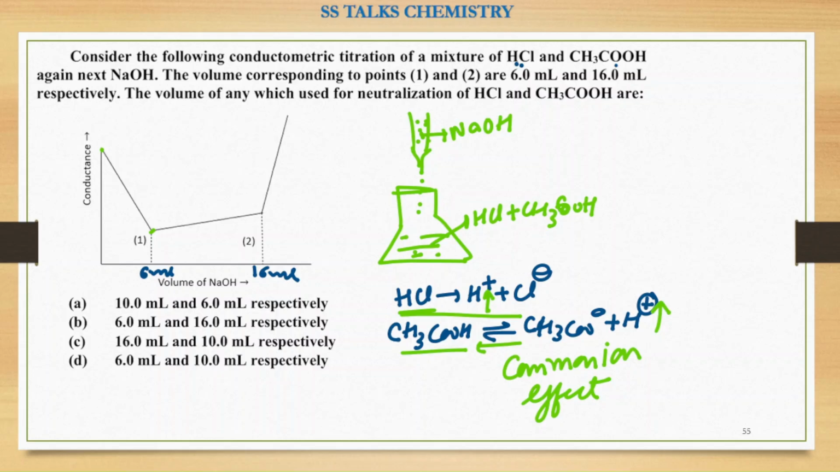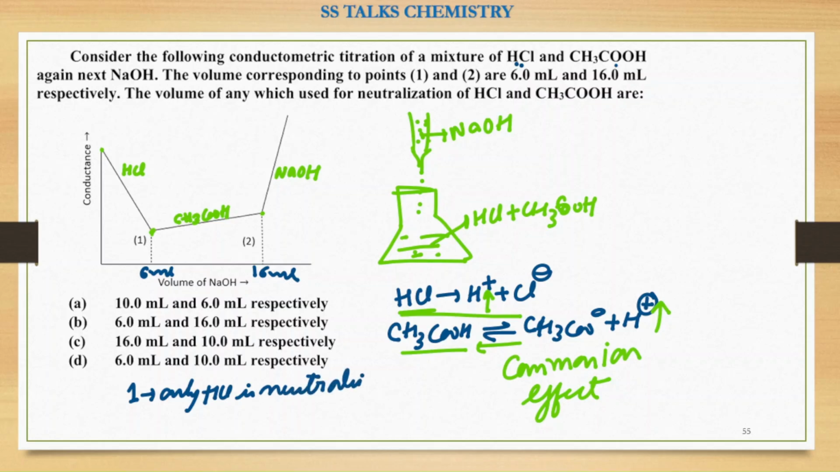Then comes the role of the acetic acid, which will now be dissociating. You can see not much appreciable change in the conductance till here and there, no bigger changes. So this is the dissociation of the acetic acid. After that, with further addition of NaOH, we observe an increase in the conductance. Till point 1, only the neutralization of HCl was taking place. So till point 1, only HCl is neutralized.